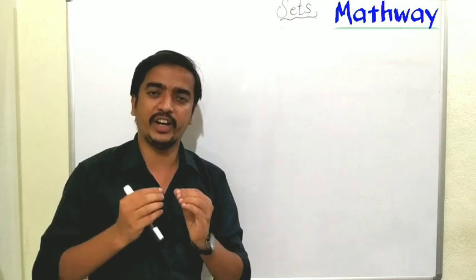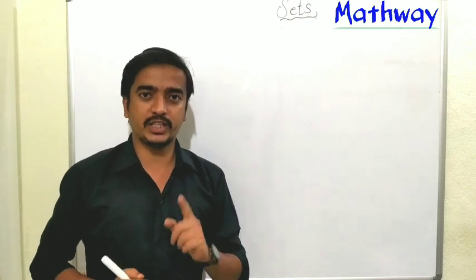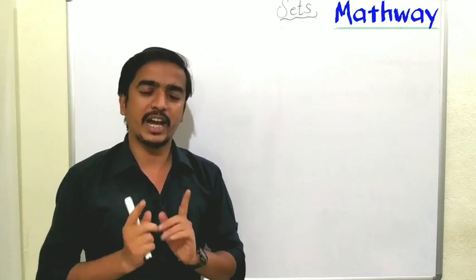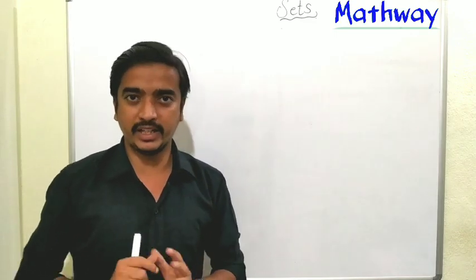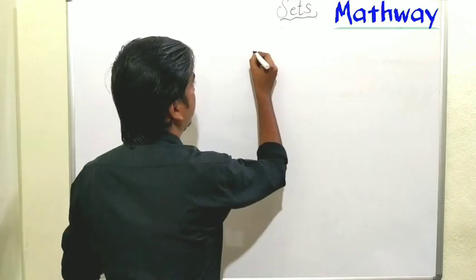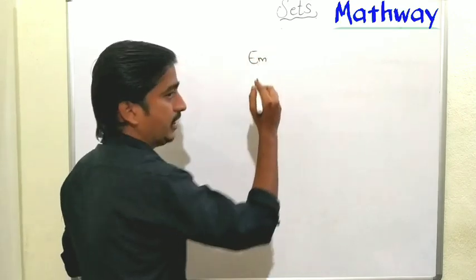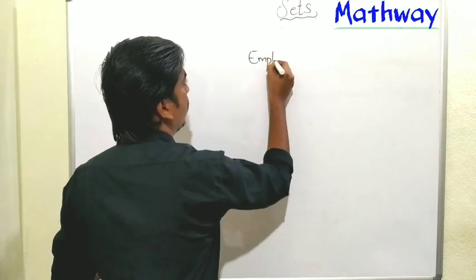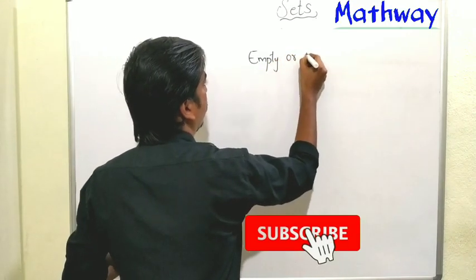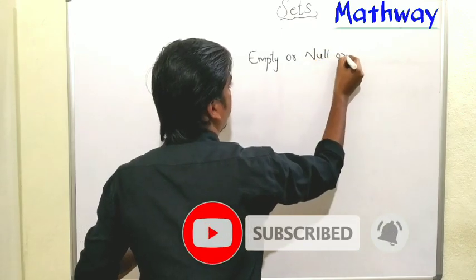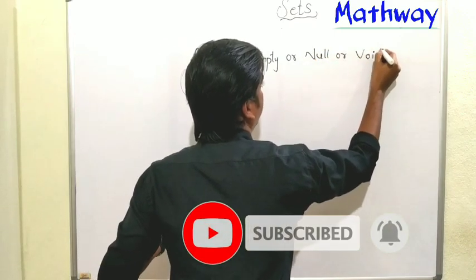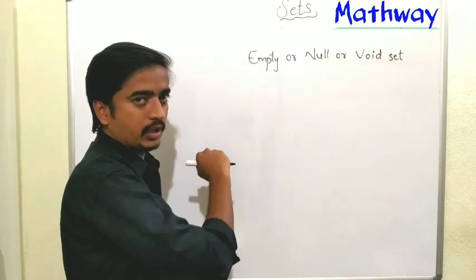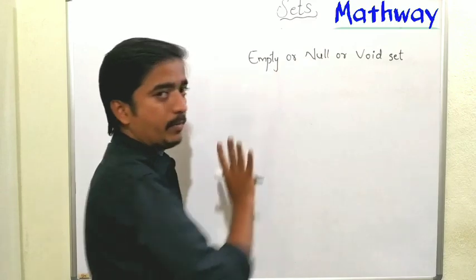Now let us see the different types of sets. The first type of set is the empty set. What is meant by empty? Empty means nothing. Empty set means no element should be there in the set. There are two other names for the empty set. You can call it an empty set, or null set, or void set. If you are given a void set, that is nothing but the empty set only. If you are asked about the null set, that is also nothing but the empty set.